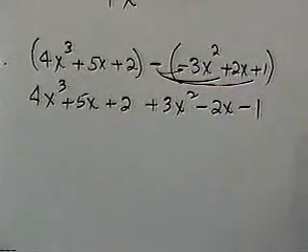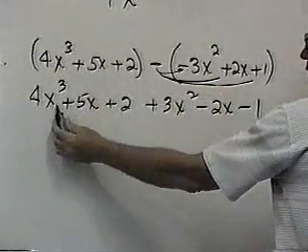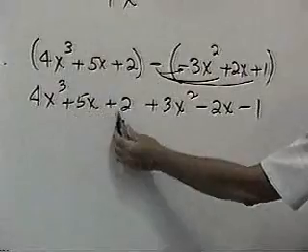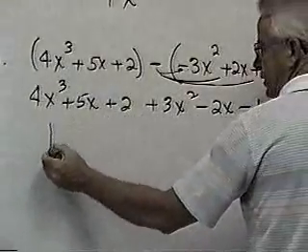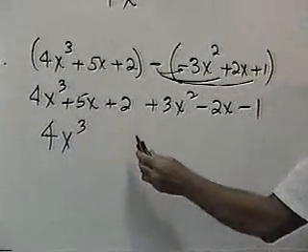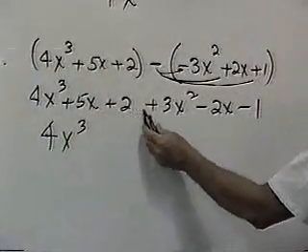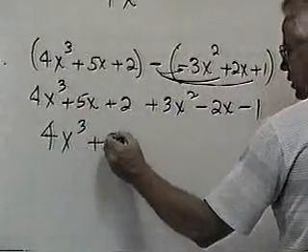All right, now we're ready to add apples to apples. Well, let's see. We've got 4x cubed here. Do we have any more x cubes? No. So we can't add that to anything. We'll just write it down. All right, now we have an x squared. We don't have any other x squared, so we'll just write those down.